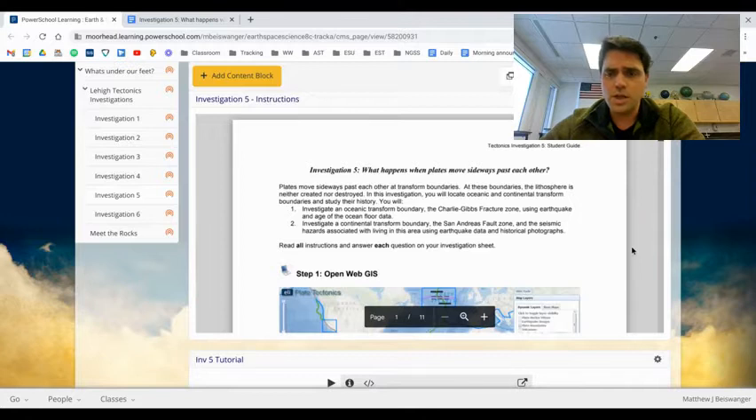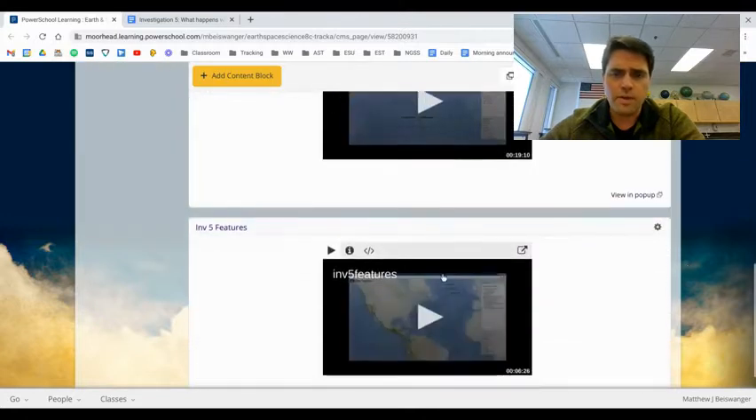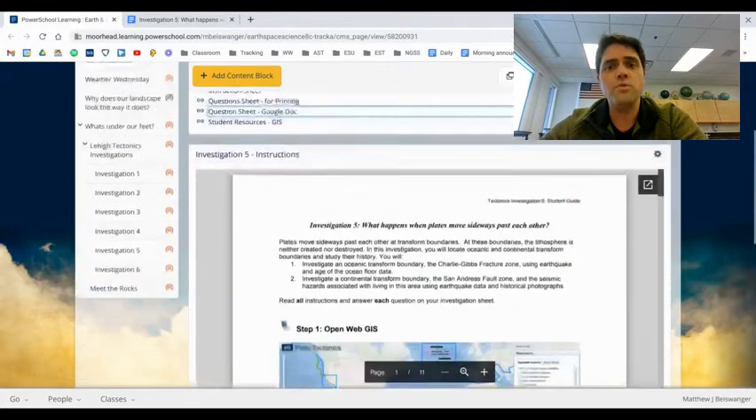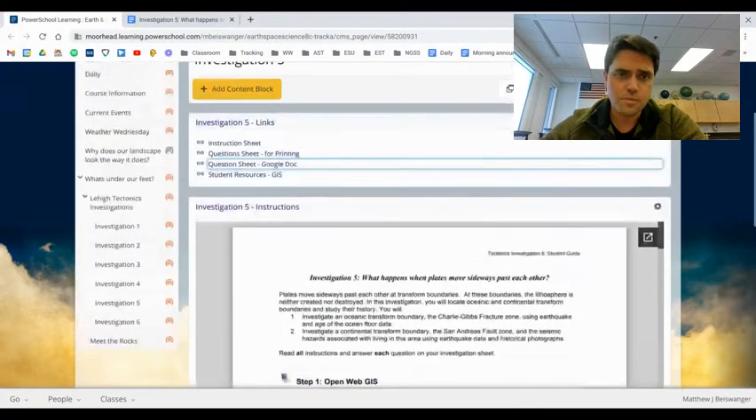There's the instruction sheet. Underneath, you've got the tutorial and the features videos. If you want to check those out, I definitely encourage that for some help with how to use some of those features and what they're showing. Otherwise, as always with these, follow the directions.